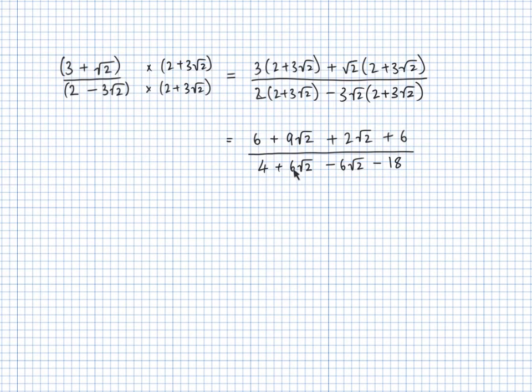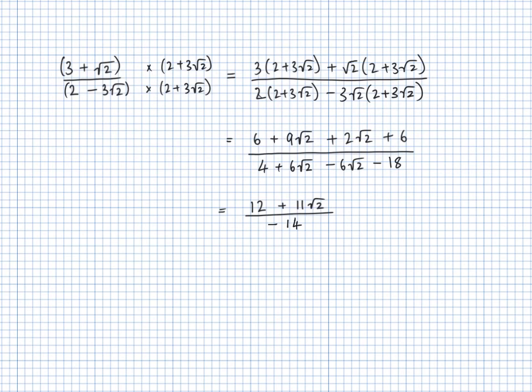So again, you can see that these middle terms cancel because of what we chose to multiply this by. Okay, so these middle two terms will cancel, and I'll have 4 take away 18 at the bottom. At the top, I've got 6 and 6, which add together to make 12. 9 root 2 add 2 root 2 is 11 root 2. Okay, so we will have 12 plus 11 root 2 over, so remember we said that these ones will cancel, and 4 take away 18 is going to give us negative 14.